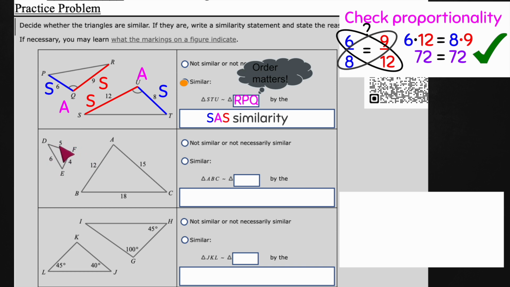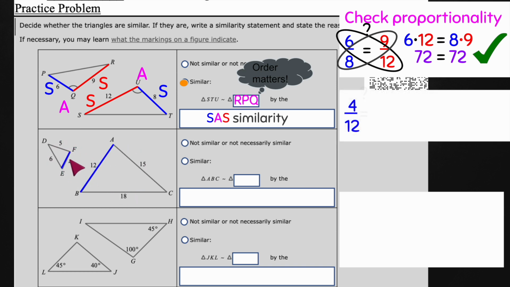So now I have all three sides for these. I just need to check proportionality again. So I'm going to go shorter sides. So I have 4 to 12. And then I'm going to check to make sure that that equals 5 to 15. And then I also have 6 to 18 for the longest sides. So I just went small, kind of medium, large. Okay, so you can see 4, 5, 6, 12, 15, 18.